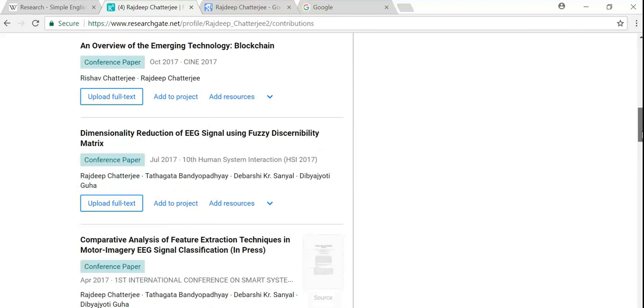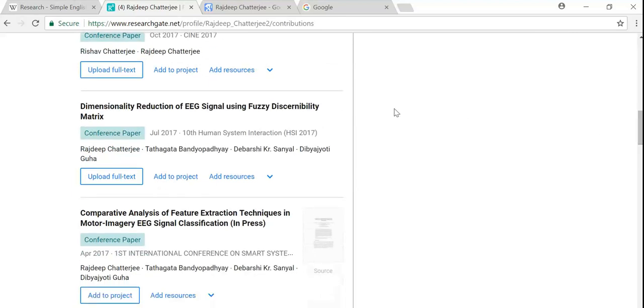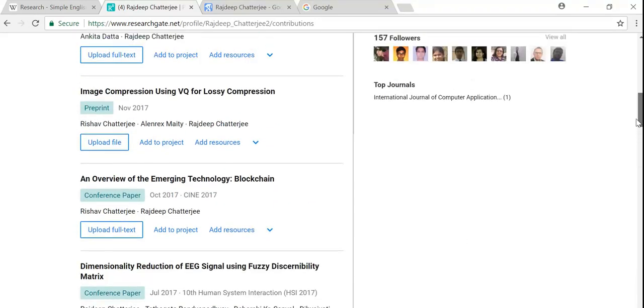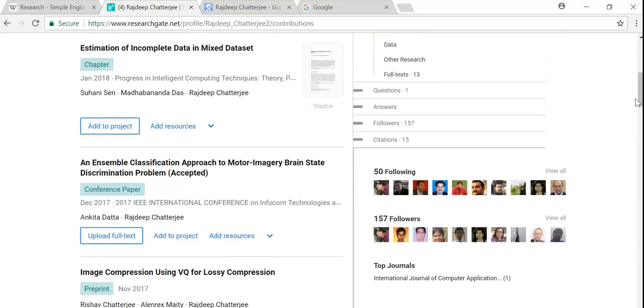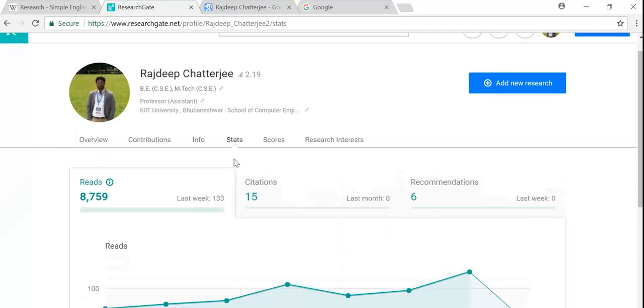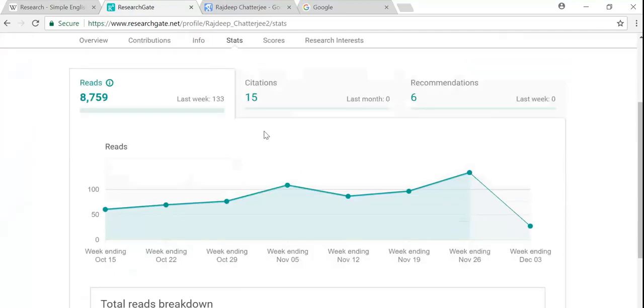Scroll it down and you can visit each of the contributions, and in some cases the full text of that paper is also uploaded, so one can click on that link and get that paper freely and read it. And again, in this view you can see stats: total number of reads, citations, and this is not exhaustive, and this is the read graph.